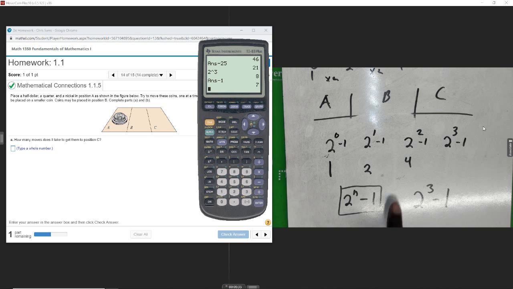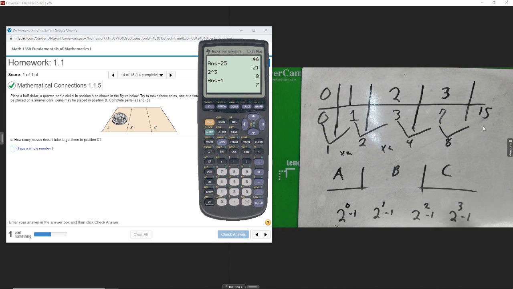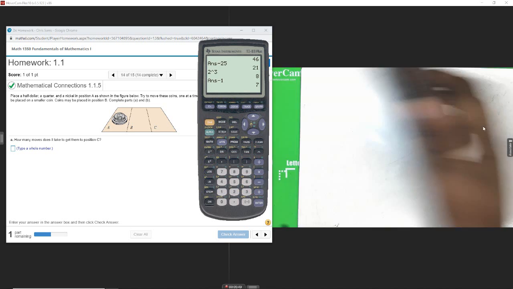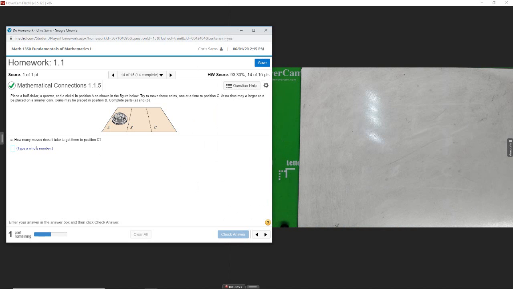So this is a formula that we're going to be using to find out how many moves it would take me, depending on how many coins I had stacked up, to move them from one position to the other without putting a bigger coin on the smaller coin. Okay, so for this one, we would say it's going to take us 7 moves with these 3 coins.